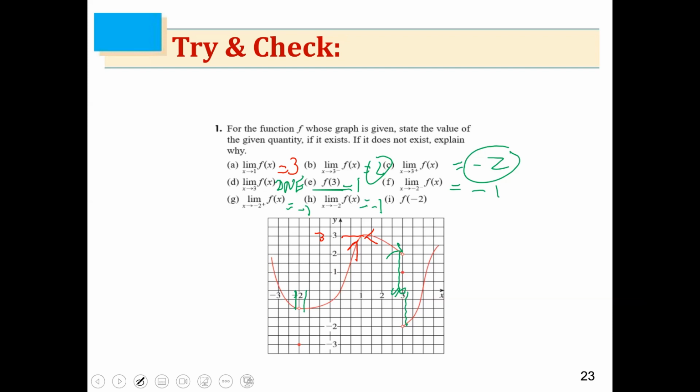What is f of -2? It's totally different. You see here, f of -2 is equal to -3. So we can conclude from this try and check example that the limit sometimes does not have any relationship with the value of the function itself. But we will see that in many situations, they will be the same. But it is not necessarily the case for all the functions. Okay.